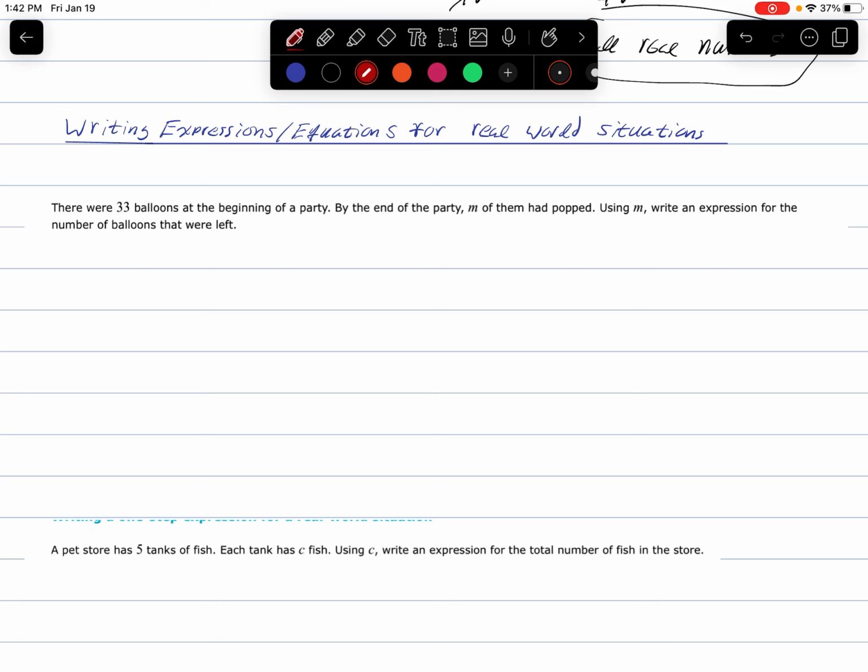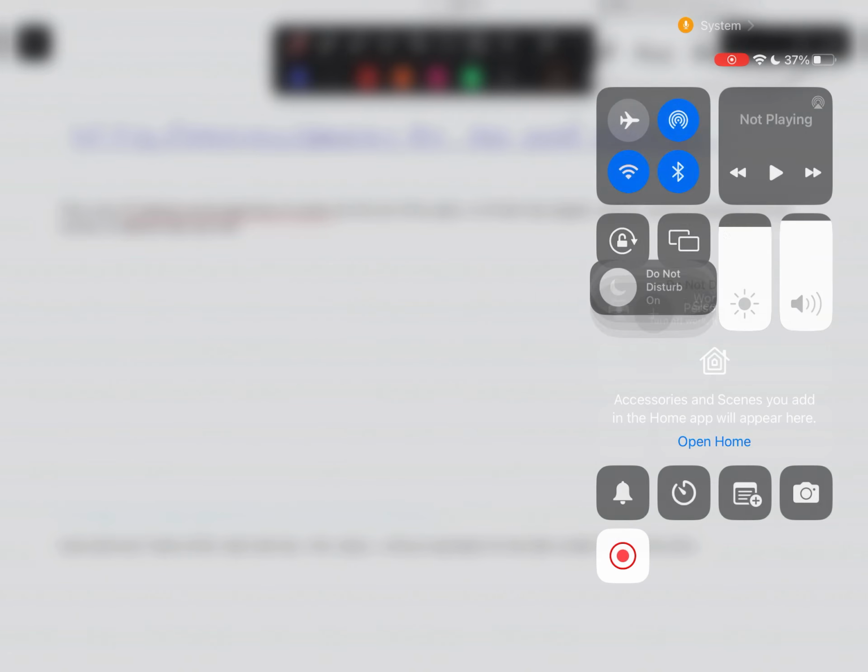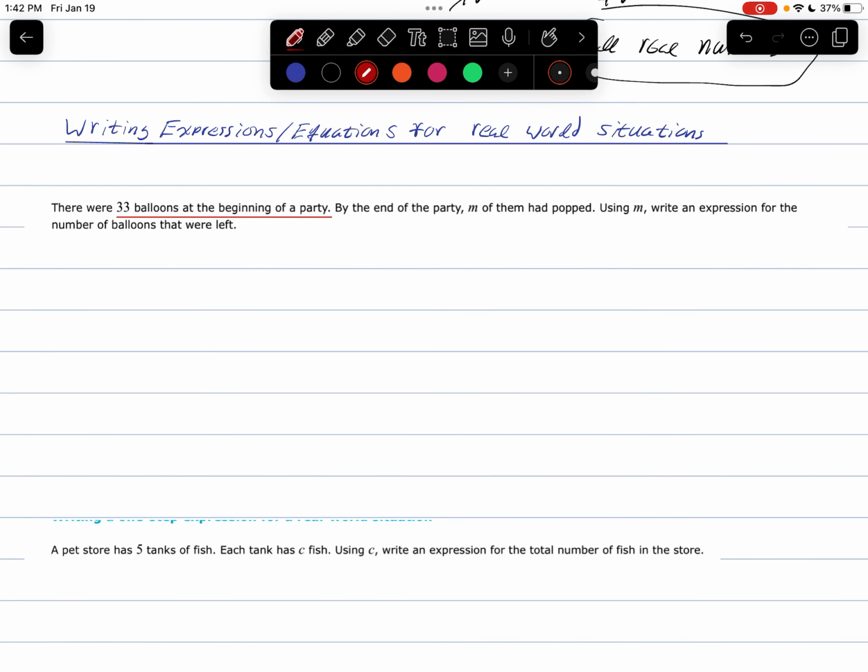It says there were 33 balloons at the beginning of a party. Okay, so this would be something I want to highlight right away. There are 33 balloons at the beginning of a party. Okay, so by the end of the party, M of them had popped. Okay, so M had popped. It says using M, write an expression for the number of balloons that were left.